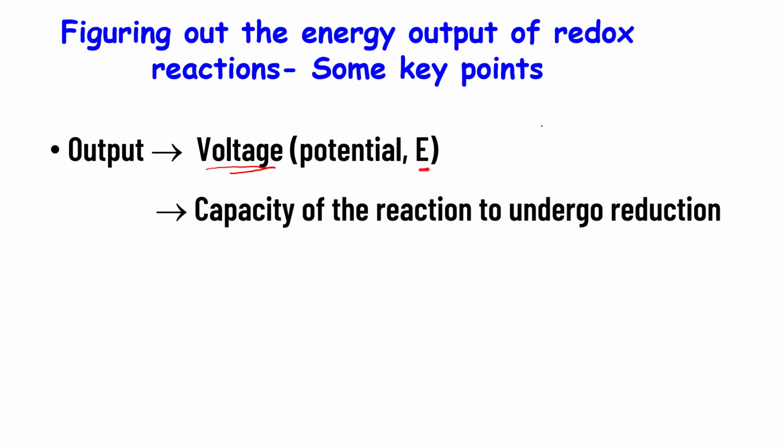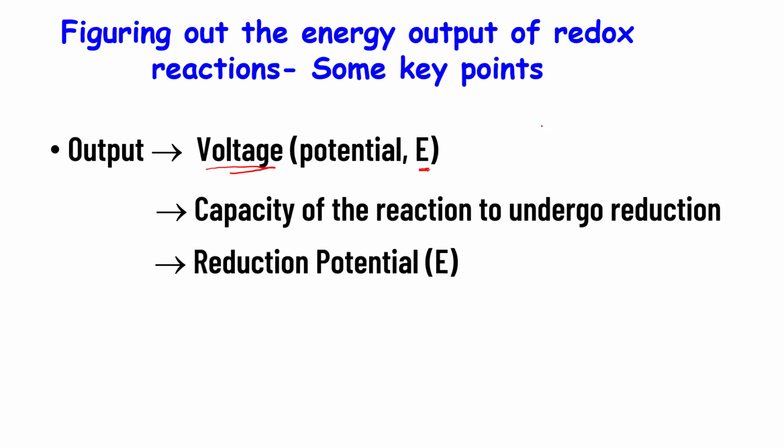And what are we measuring the potential for? We're going to measure the capacity of the reaction to undergo reduction. So we're going to measure the voltages of reactions undergoing reduction, and denote them with the letter E. Because we are measuring these voltages for reduction reactions, we're going to call them reduction potentials. And again, the letter E continues because that's the letter we use to indicate these reduction potentials.